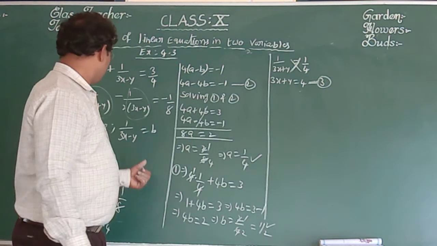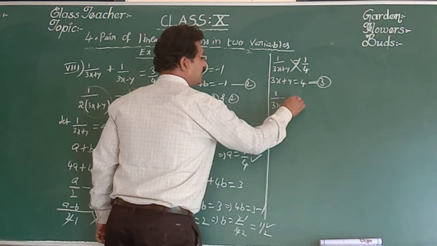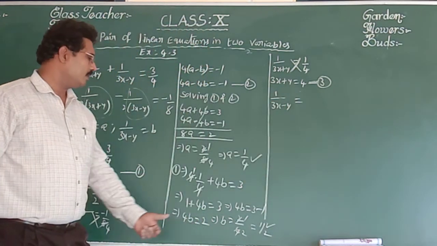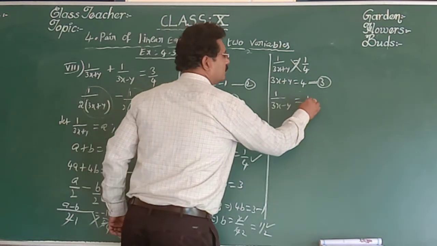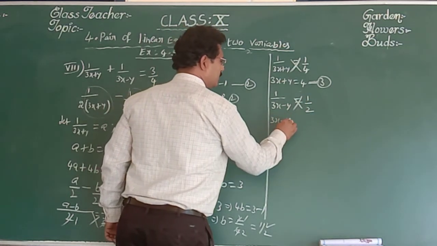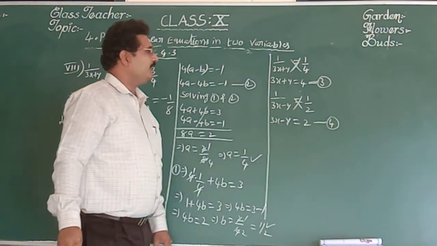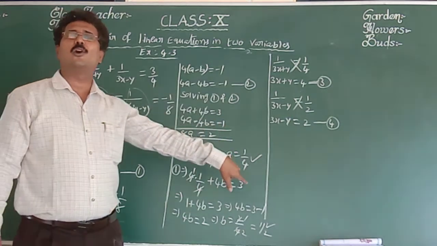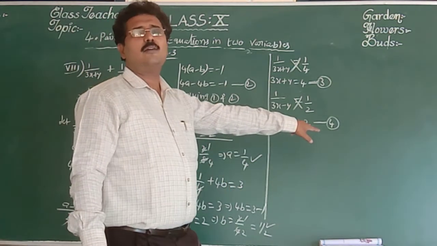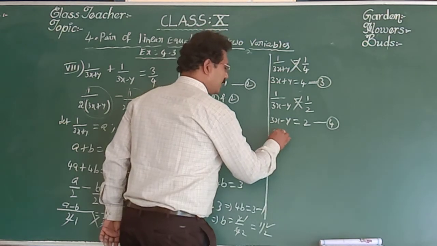Next, what is the second one? 1 by 3x minus y is equal to b. What is b? 1 by 2. Cross multiply. 3x minus y is equal to 2. Call it equation number 4. Again you solve 3 and 4, then only we'll get the values of x and y. Understood, children?